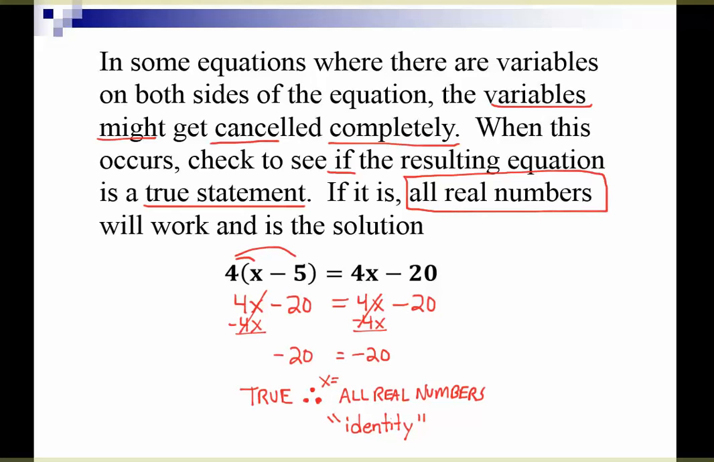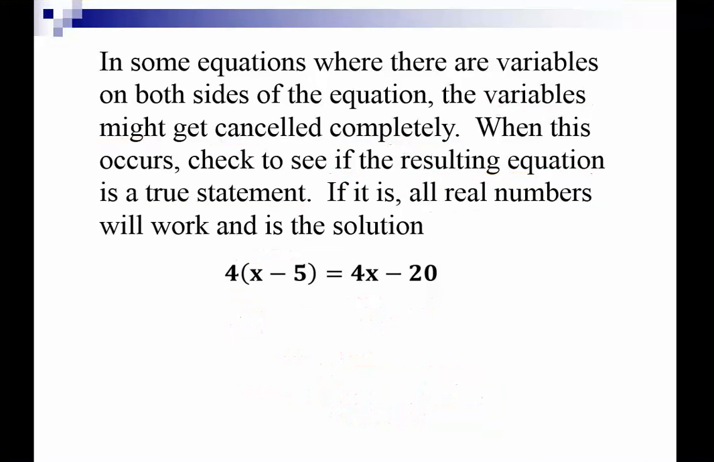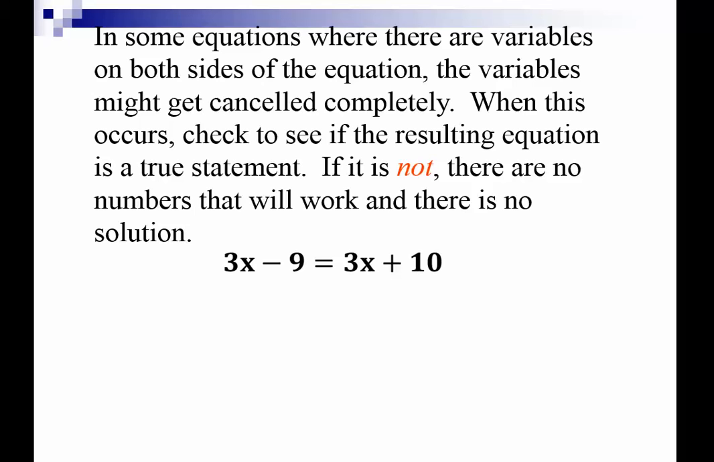Identity, in this case, will be x equals all real numbers. Okay, so your answer, what you'll write, is all real numbers. But I want you to know that it's also called an identity. And that's one possibility. When variables get canceled out, you could end up with a true statement.